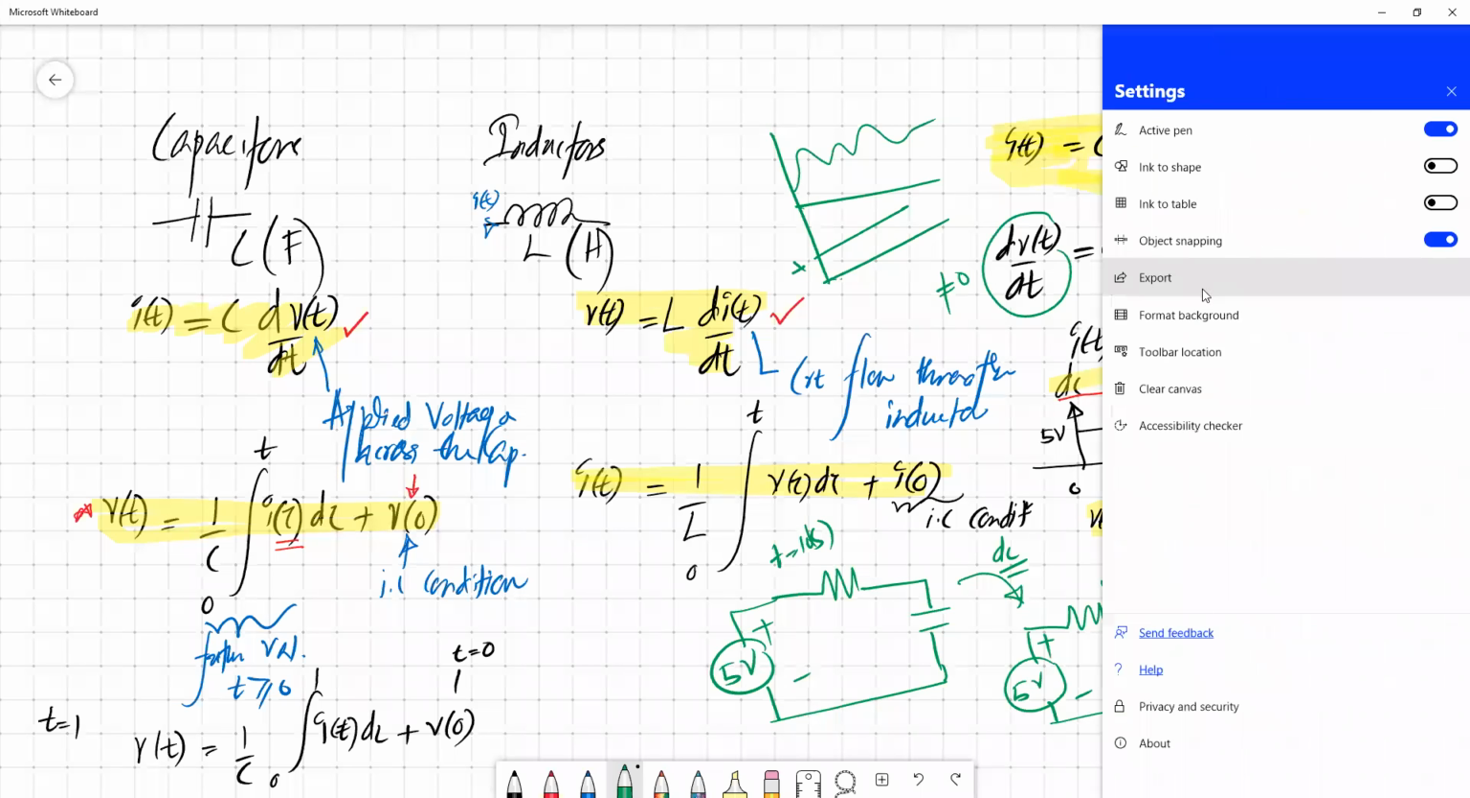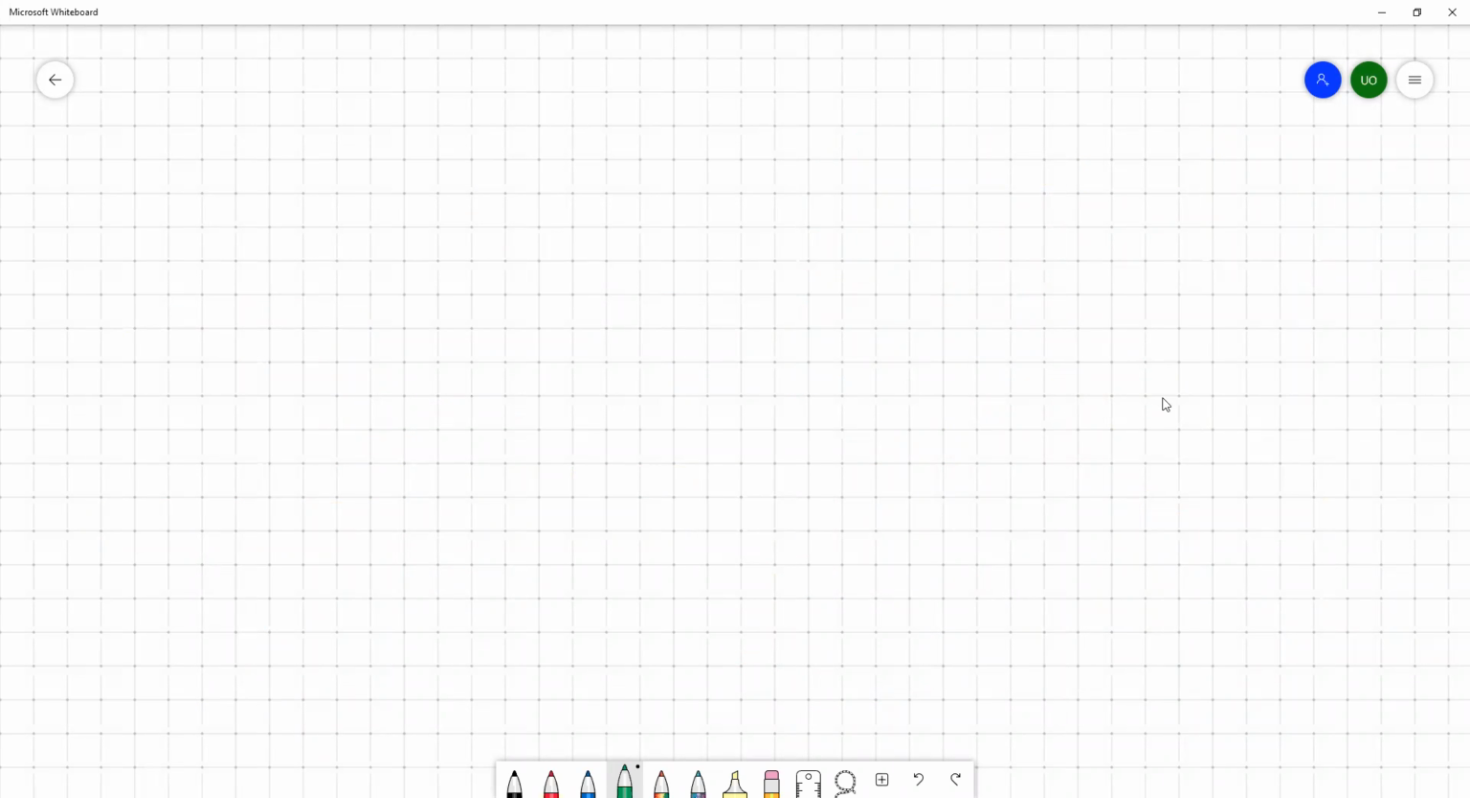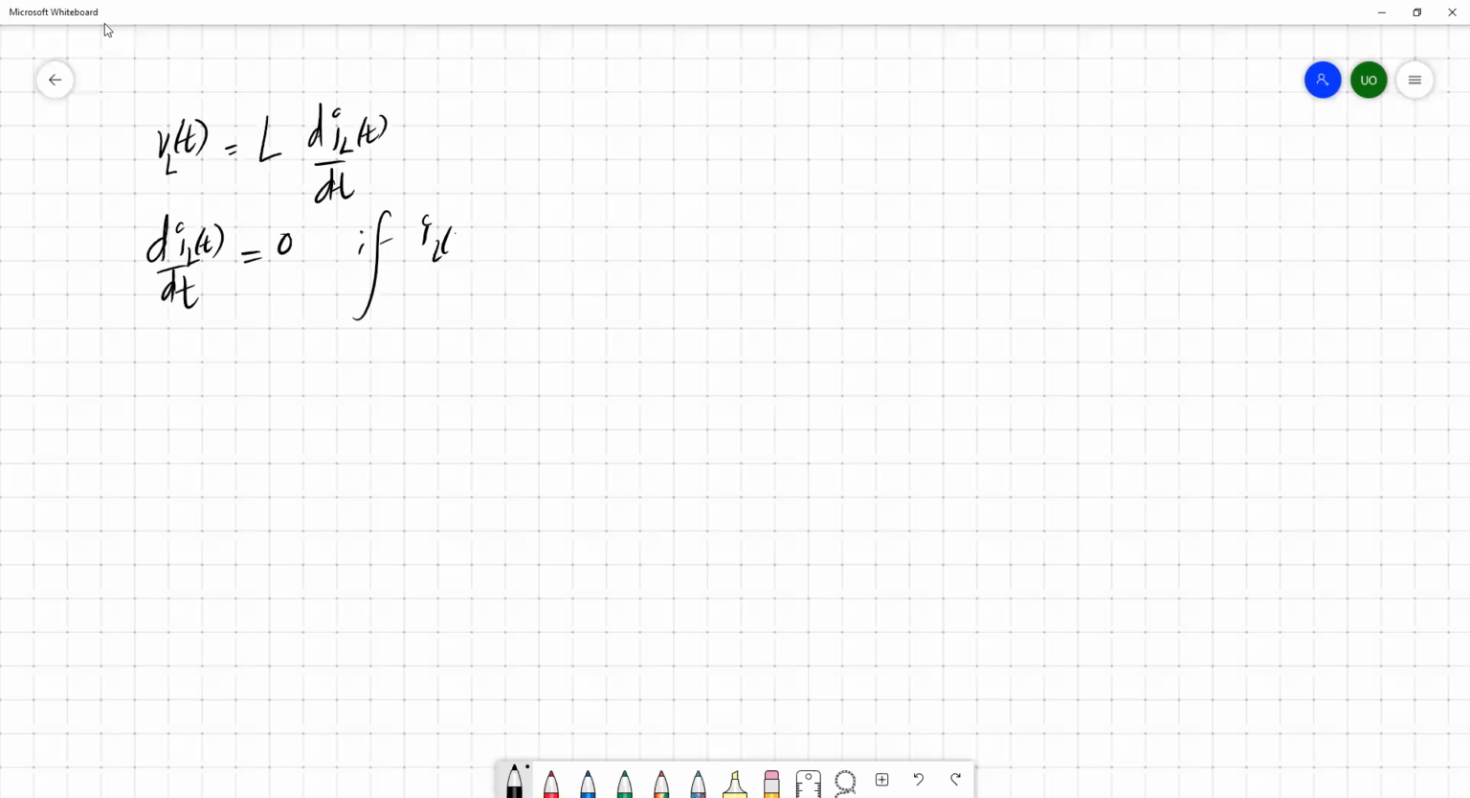Similarly, you can apply the same concept to the inductor as well. For the inductor, we know that the voltage across the inductor, with subscript L, is L times the derivative of i, the current flowing through the inductor. So this is the induced voltage. What happens if this current is a constant? Then the derivative would be zero if the current flowing through the inductor is a constant, like capital I.